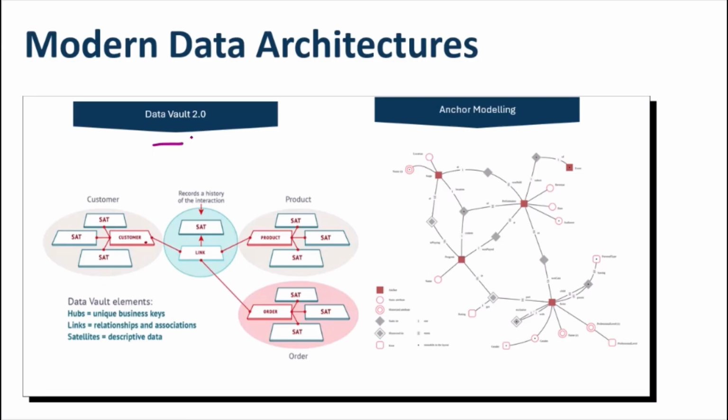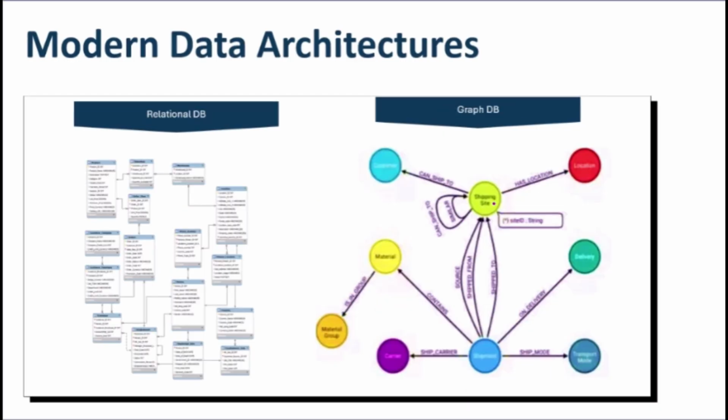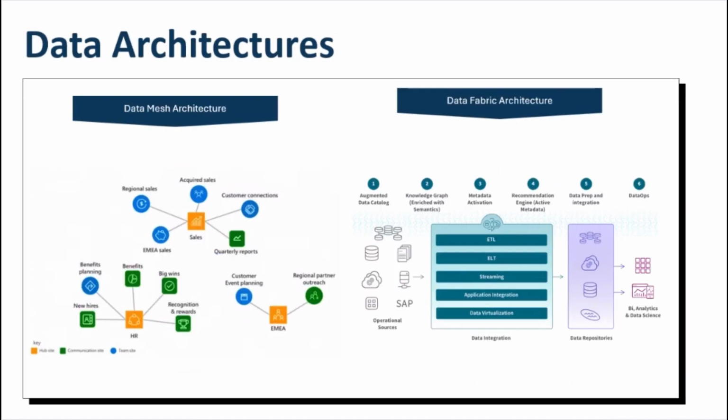Modern data architecture. In modern data architecture, we have more advanced modeling techniques like Data Vault 2.0 and Anchor modeling. Data Vault 2.0 uses models of hubs, links, and satellites to provide a flexible and auditable data warehouse. Anchor modeling is a highly flexible and agile data modeling technique that is well suited for environments where data requirements are constantly changing. Graph databases are another important modeling technique, especially for data with complex relationships. They use nodes and edges to represent the data and their connections.